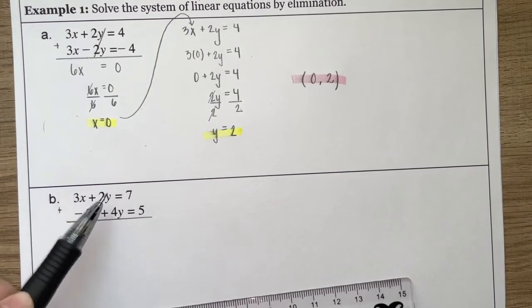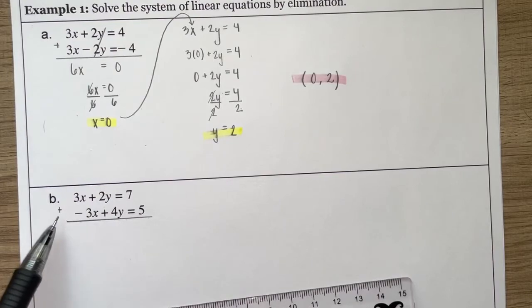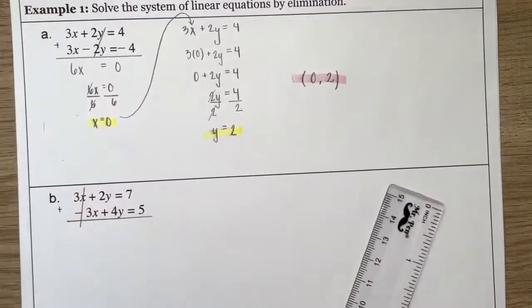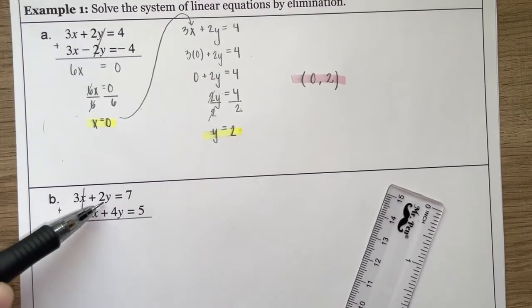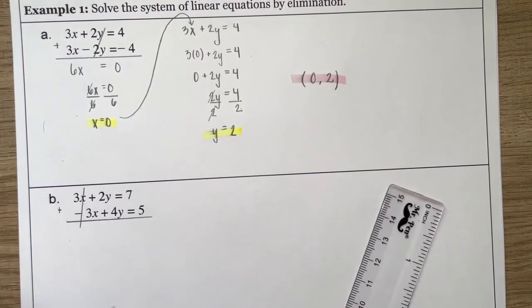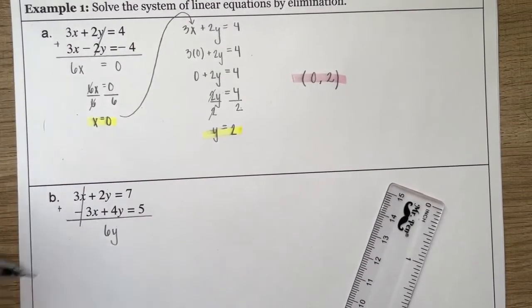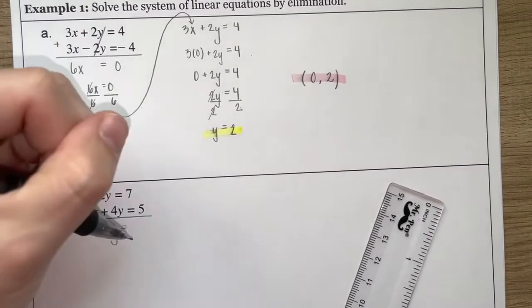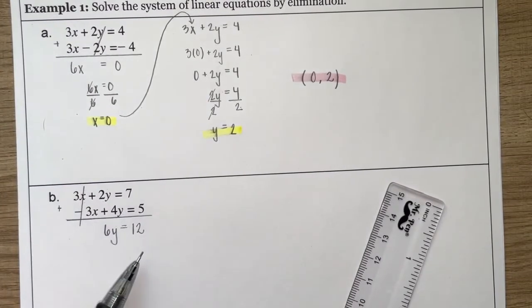So when I add these two together, we'll just add them vertically with all the like terms. So 3x plus a negative 3x, that cancels out. So 3x plus negative 3x, that's kind of the same thing as 3x minus 3x, so that cancels out completely. And then 2y plus 4y, altogether that's 6y. We're just adding the coefficients, the number in front. Bring down my equal sign. And then 7 plus 5 is 12. So now I have 6y equals 12.